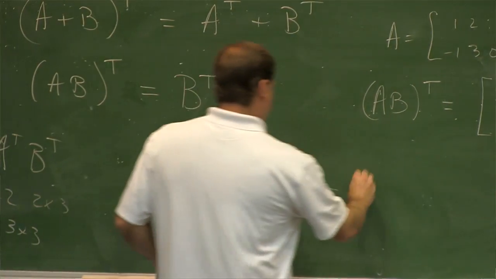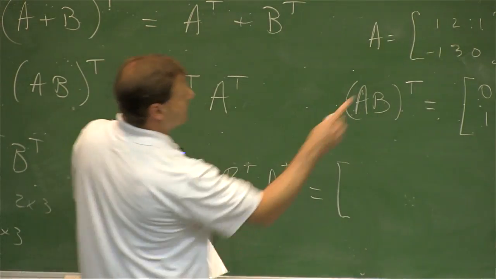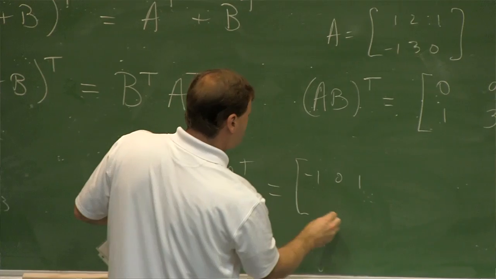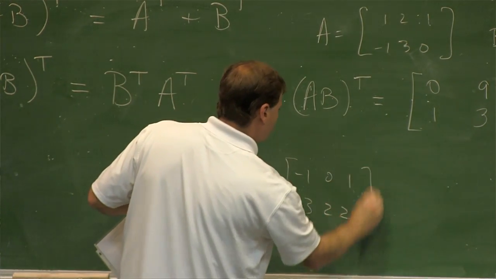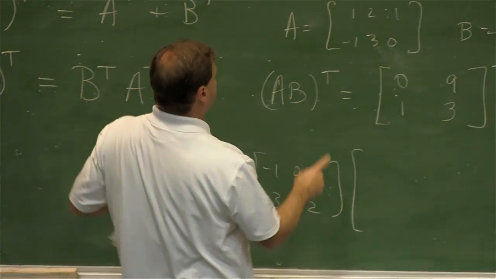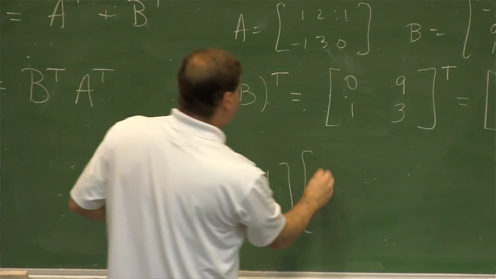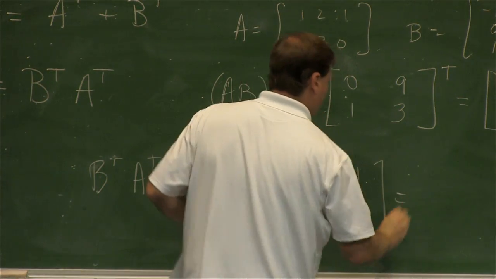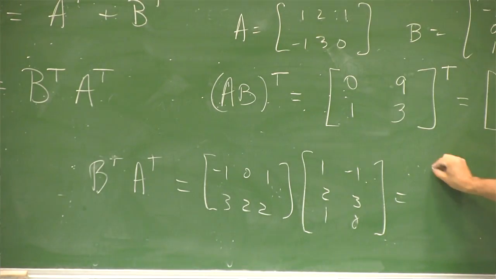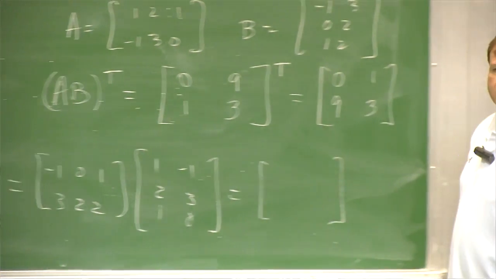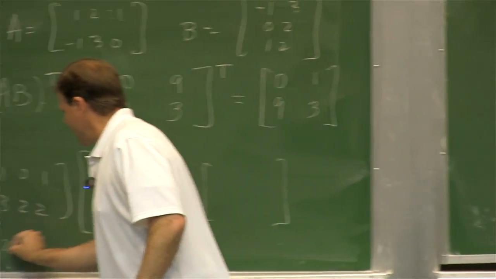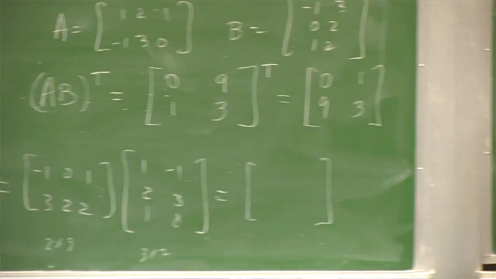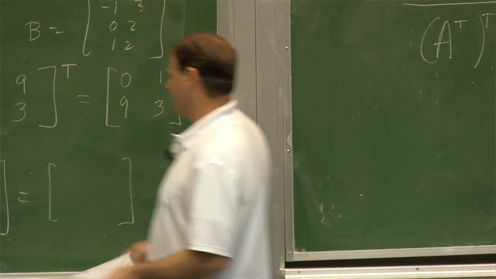Okay, so let's practice that. B transpose, it's flatter like this one. So I get negative 1, 0, 1, 3, 2, 2 times A transpose, which is 1, 2, 1, negative 1, 3, 0. And so now that'll be a 2 by 2. See, I have a 2 by 3 and a 3 by 2 here. So I'll get a 2 by 2, and it's going to be equal to this one.